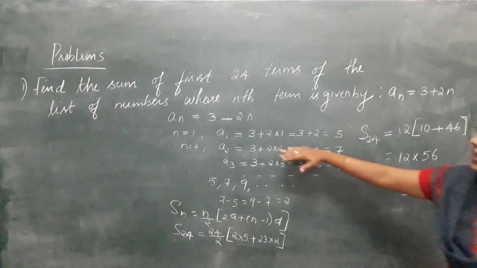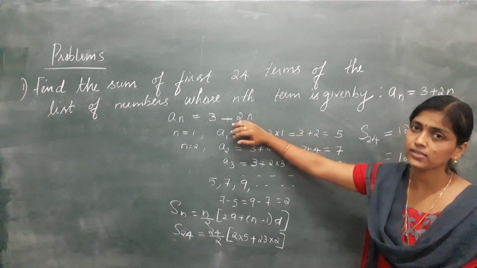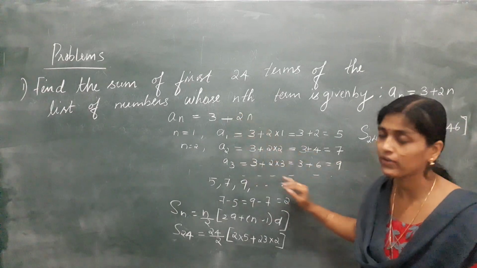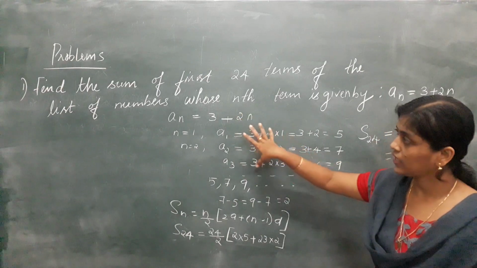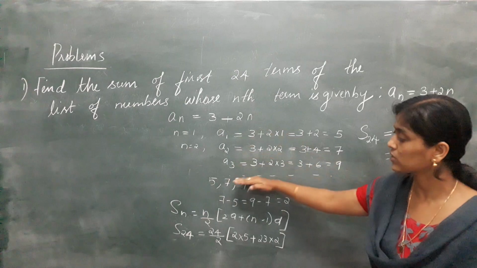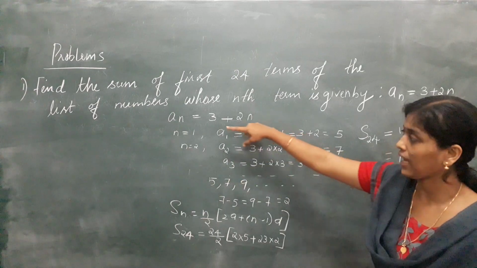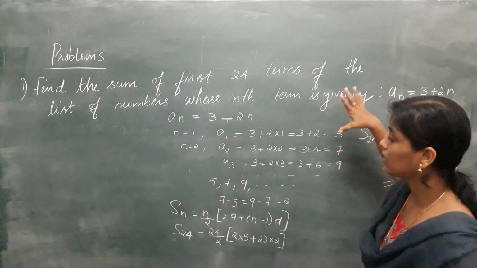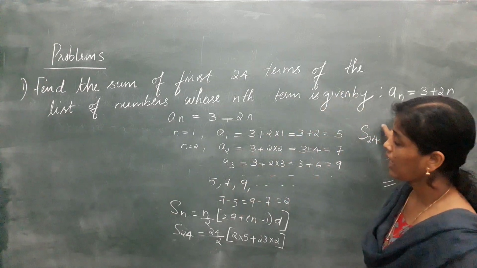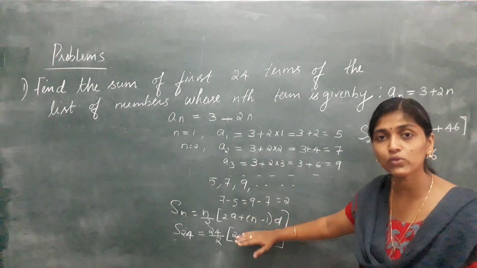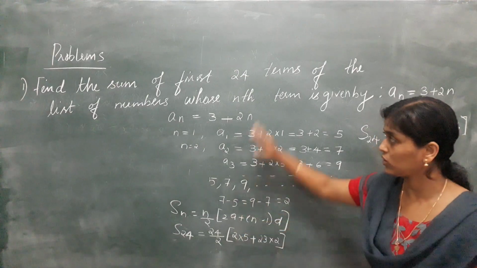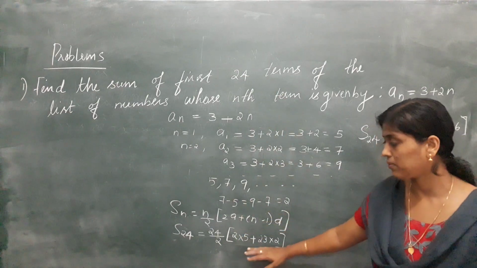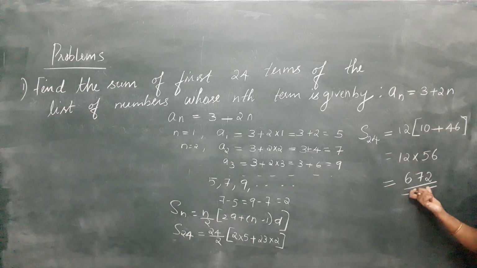So in this way, if the nth term is given to us, we will be able to find the terms of an AP. Here it is given as a list of numbers. First we find the list of numbers using this an, and from that we check whether this list of numbers forms an AP, and if they form an AP, you can use the formula for finding the sum of first 24 terms. So using the formula, you are getting the answer as 672.